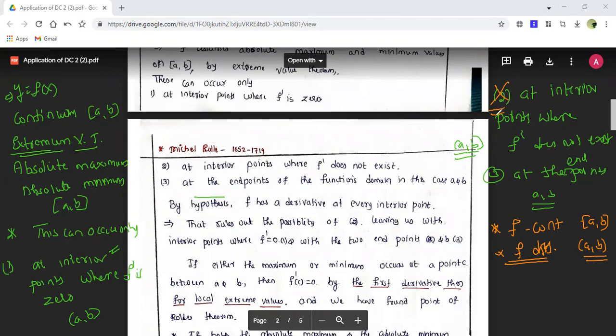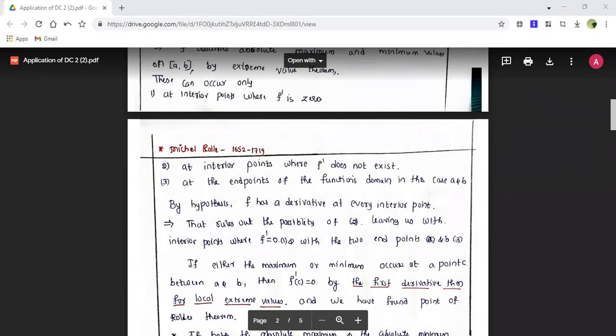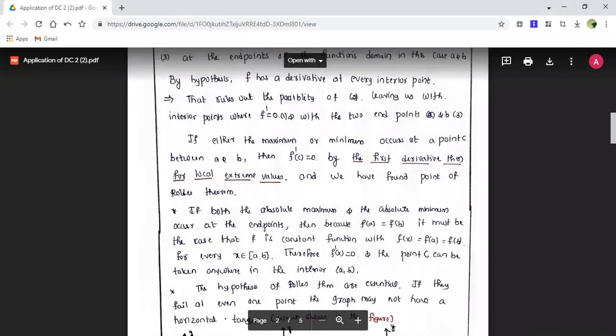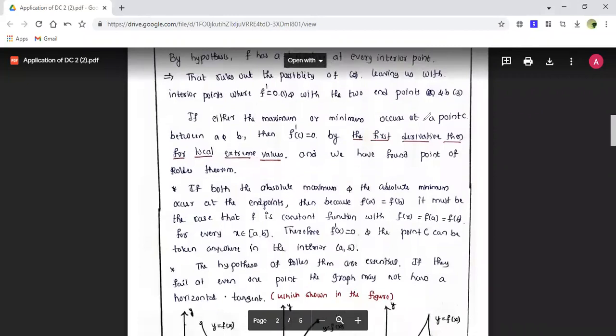So now we are left with the first part and the third part. The first part is at an interior point where f dash is 0, or it may be at the end points in the closed interval AB. So let's start with these two things and understand which among them will be true. If both are true, then how will we prove it? The first part is that either the maximum or the minimum value occurs at a point C between A and B. So the first point is that f dash has to be equal to 0 in the open interval AB.